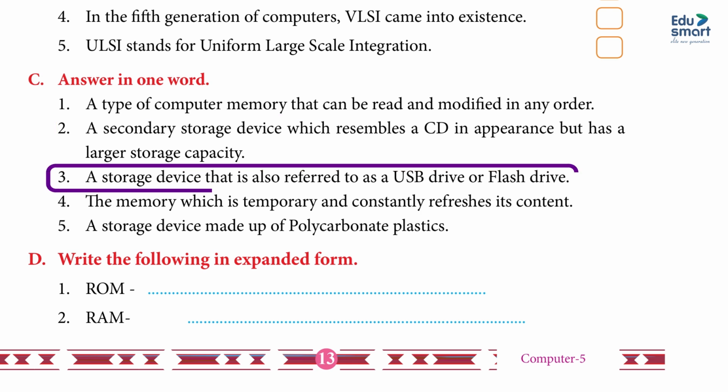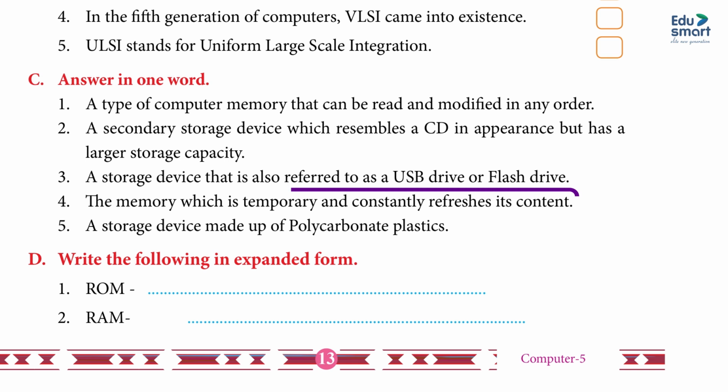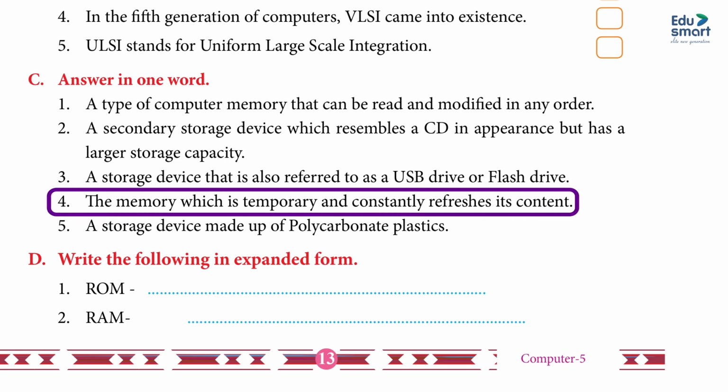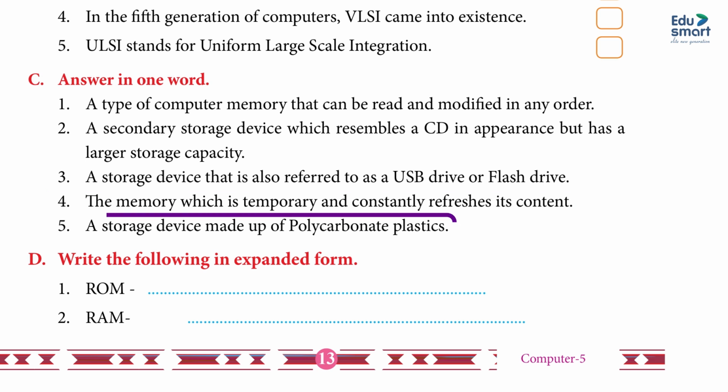3. A storage device that is also referred to as USB drive or flash drive. Answer: pen drive. 4. The memory which is temporary and constantly refreshes its content. Answer: ROM, read-only memory. 5. A storage device made up of polycarbonate plastics. Answer: CD-ROM, compact disk, read-only memory.